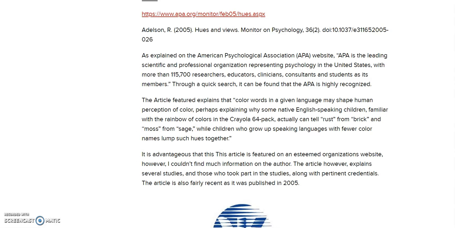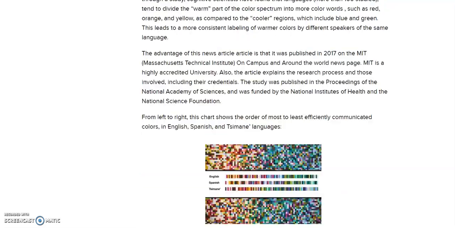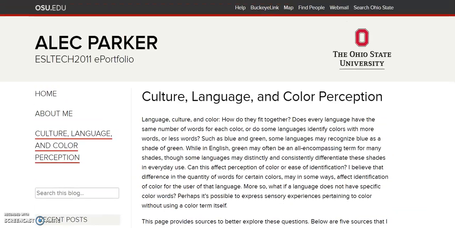So each study was handpicked, and this page provides sources to better explore questions. Below, or all throughout, are the sources that contain studies, citations, and come from accredited universities or professionals. I attempted to choose reliable sources, and if I found a potential disadvantage, I listed the disadvantage toward the end of the source explanation.